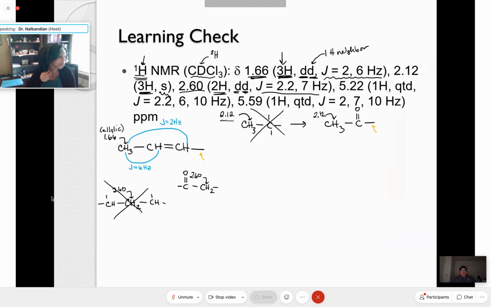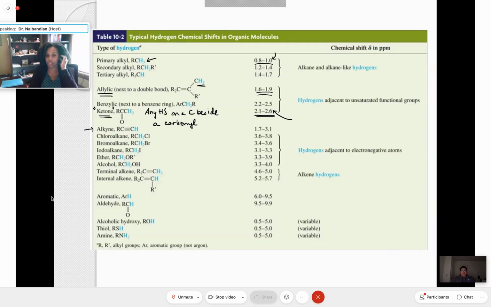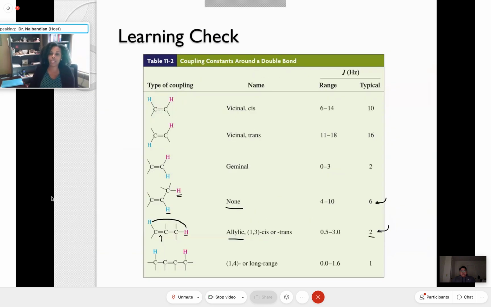It's de-shielded. Now looking at these J values, 2.2 and 7, let's go investigate them. These are typical values, but the values can be in that range. So 2.2 would probably be in this range, and 7 would probably be in this range, close to 6, but it's 7. So we're seeing something similar to what we had before.